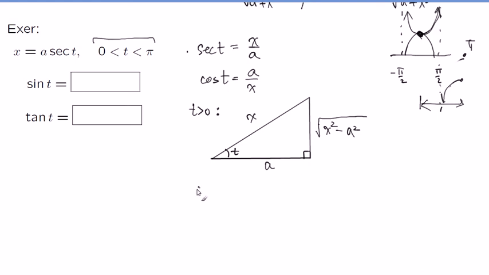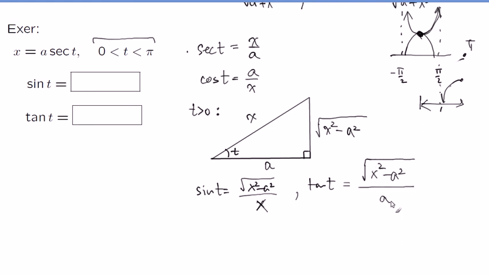Sine t is square root of x squared minus a squared divided by x, right? All right. How about tangent t? Square root of x squared minus a squared divided by a. Is that right?